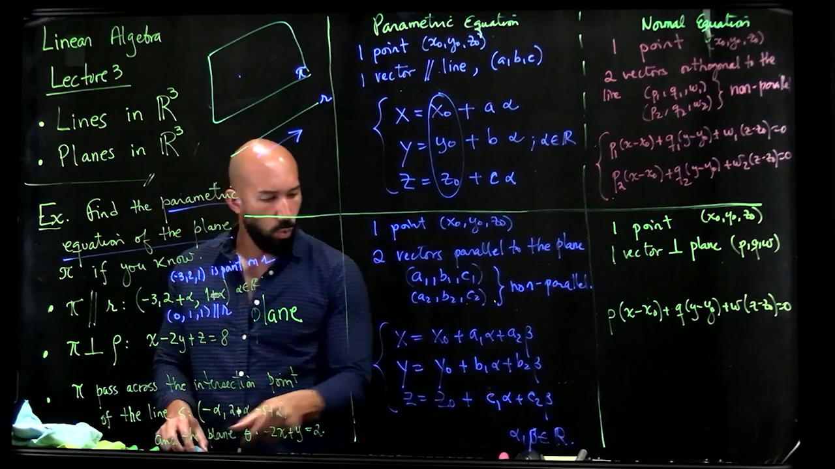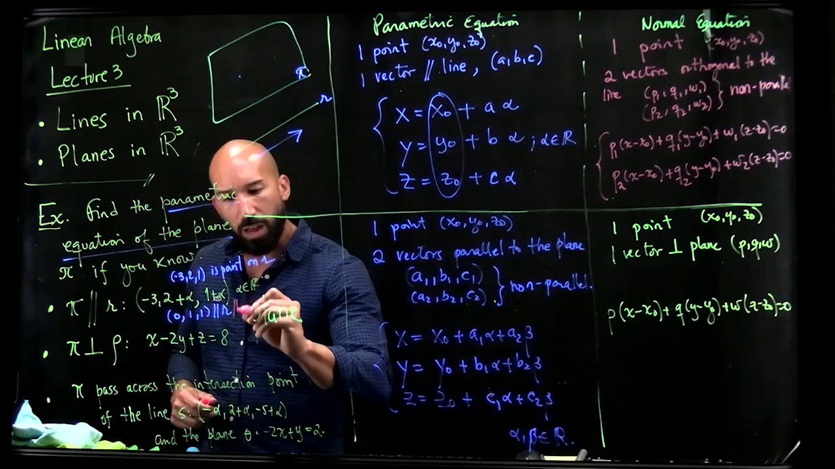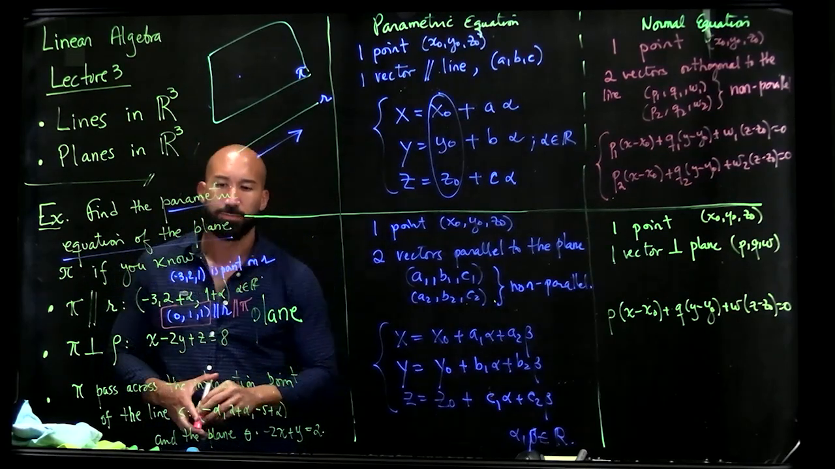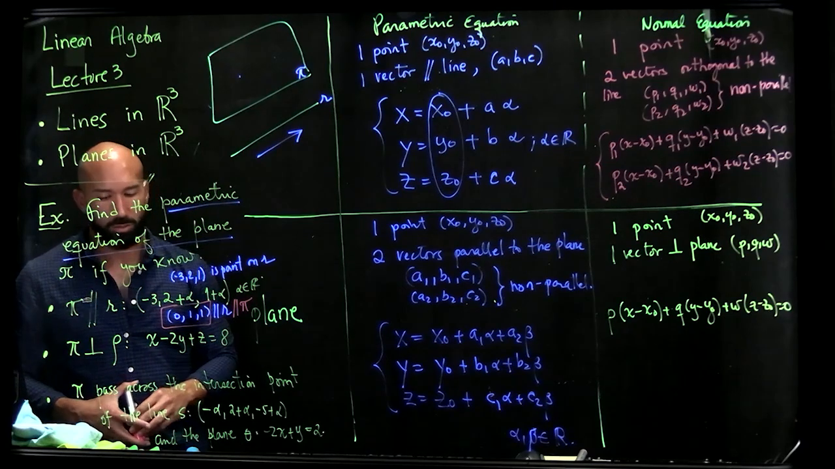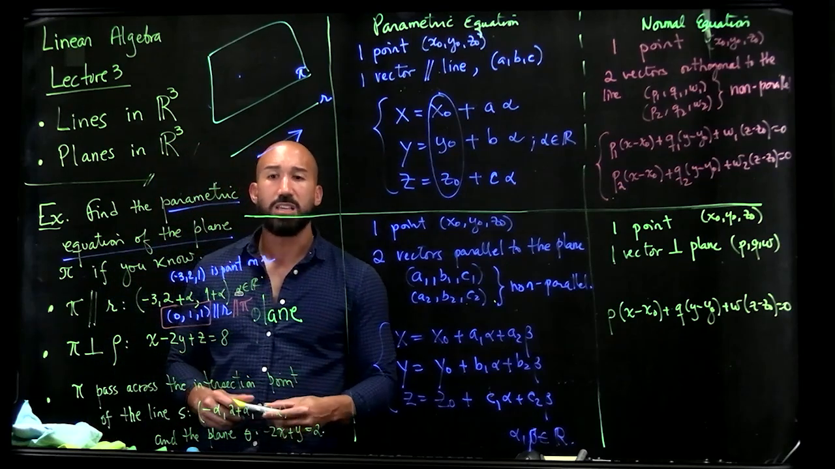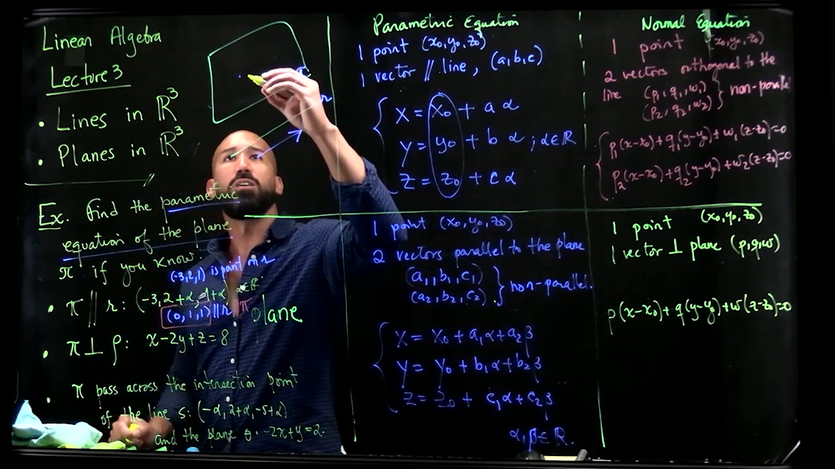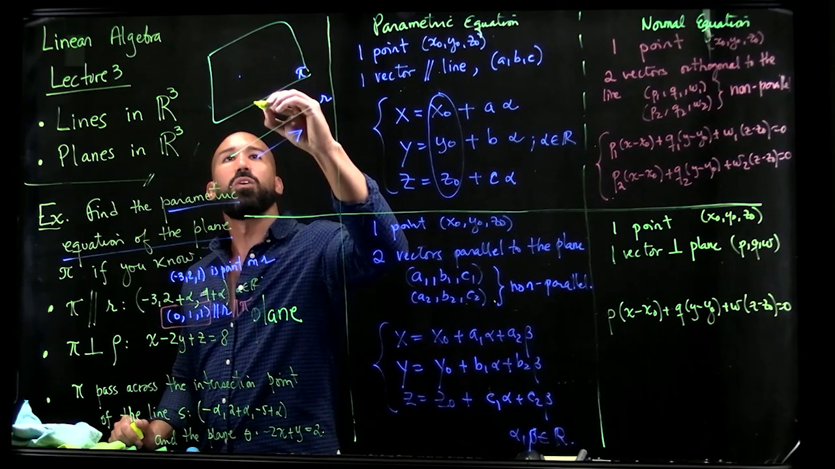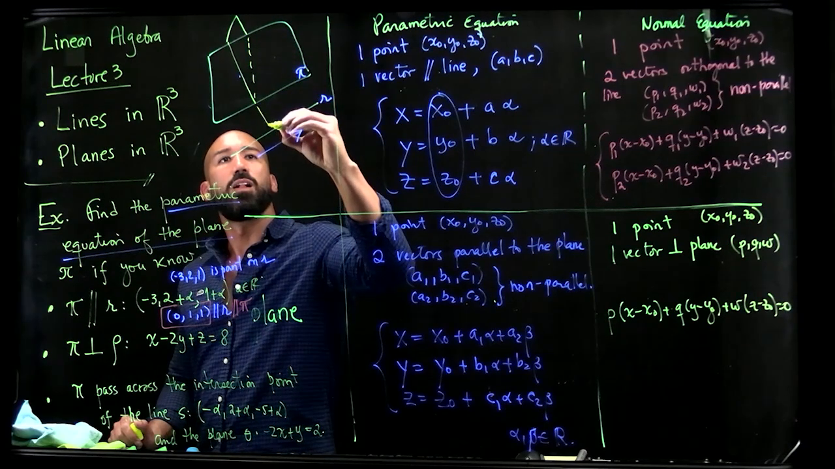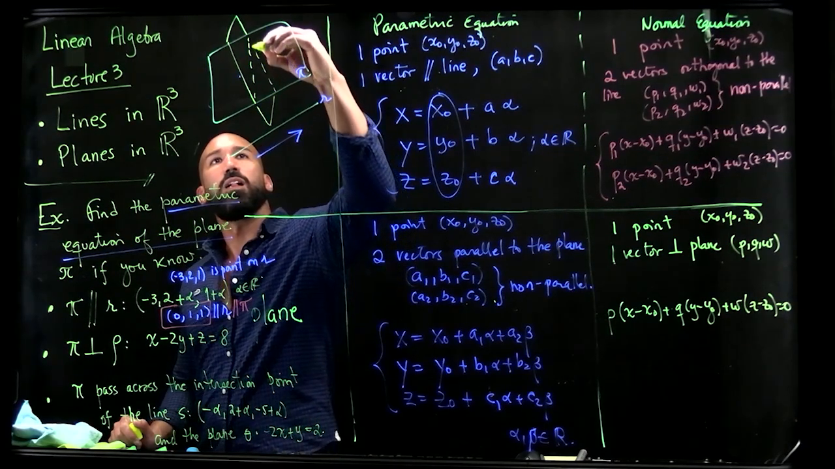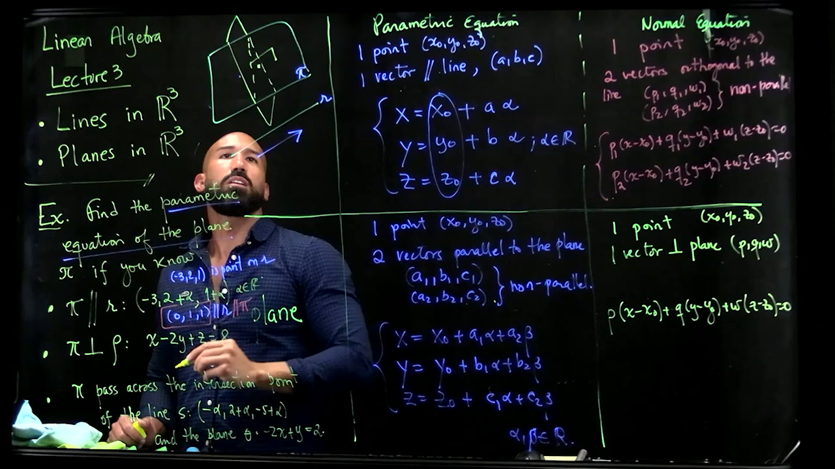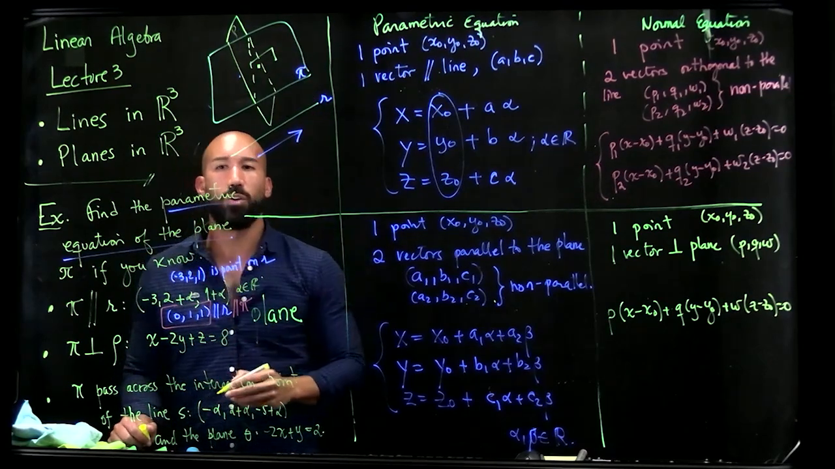0, 1, 1 is also parallel to pi, so I have one vector parallel to pi here. Yes or no? Okay, good. What else do I know? The other thing that I have is a plane rho now, and what I know is that rho is orthogonal to pi.